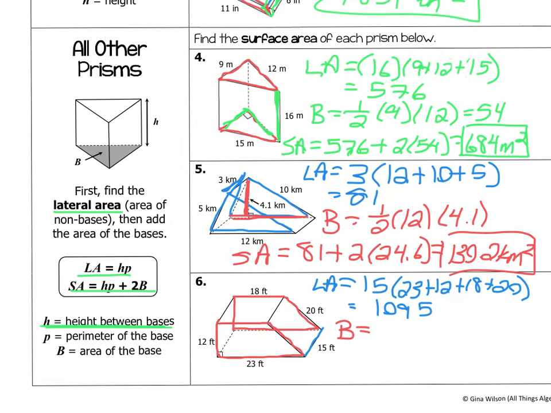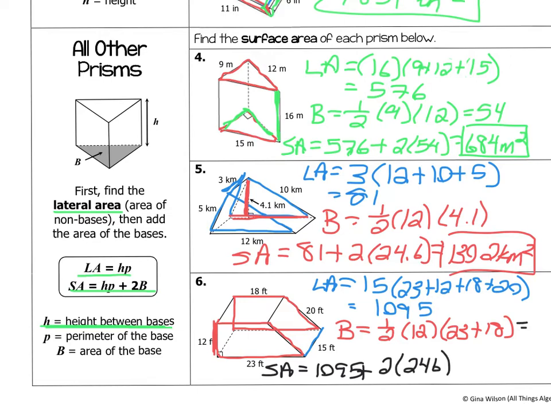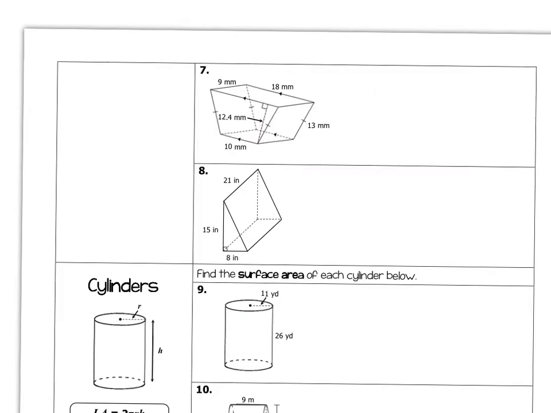The next thing I'm going to do is find the area of one of the bases. Well, that's a trapezoid, so it's going to be 1/2 times the height of that base, which is right here, 12, and then base 1, which is 23 plus 18. So my final area, the surface area, is going to be 1,095 plus 2 times 246, because this equals 246. So the total would be 1,587 feet squared. All right, let's go to the next page.